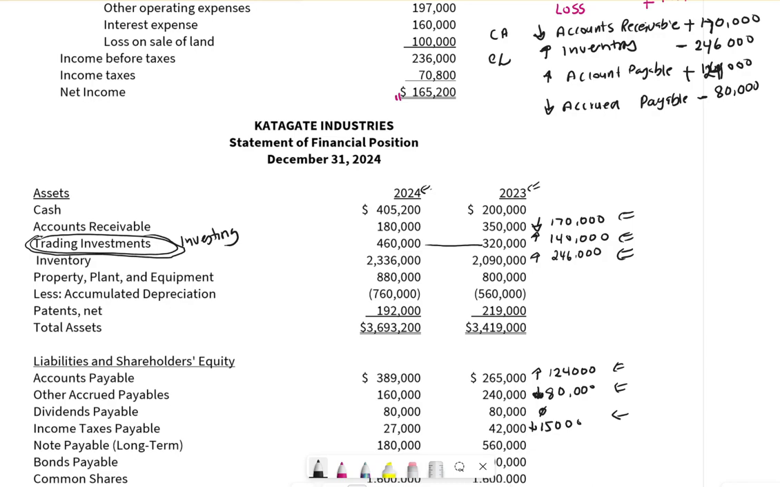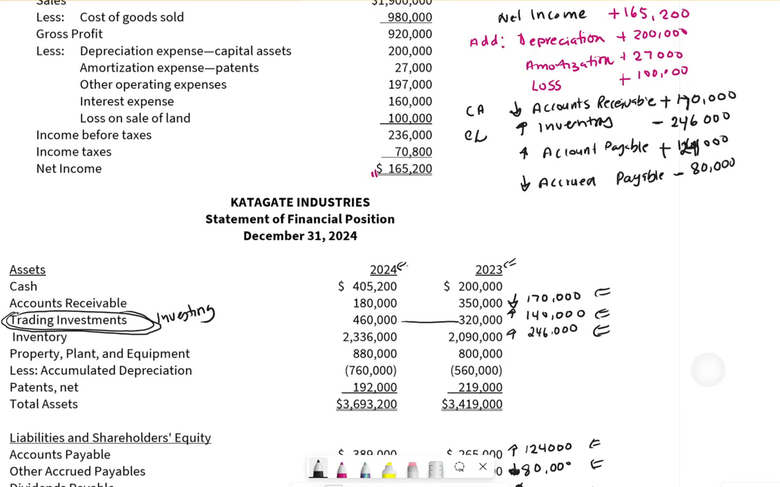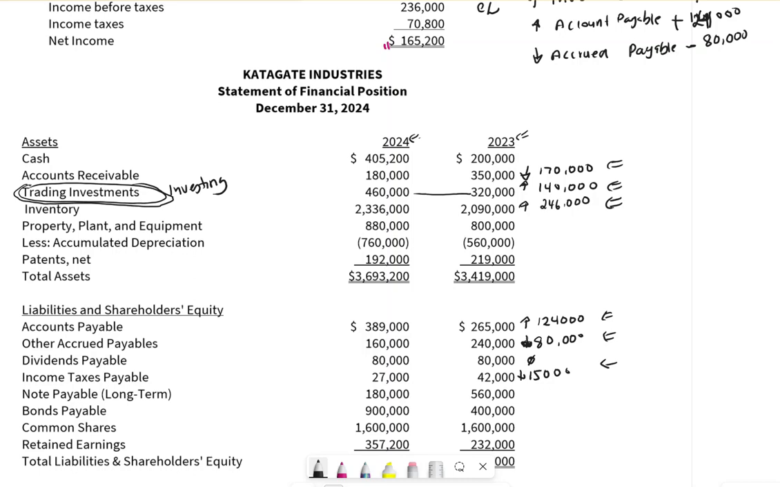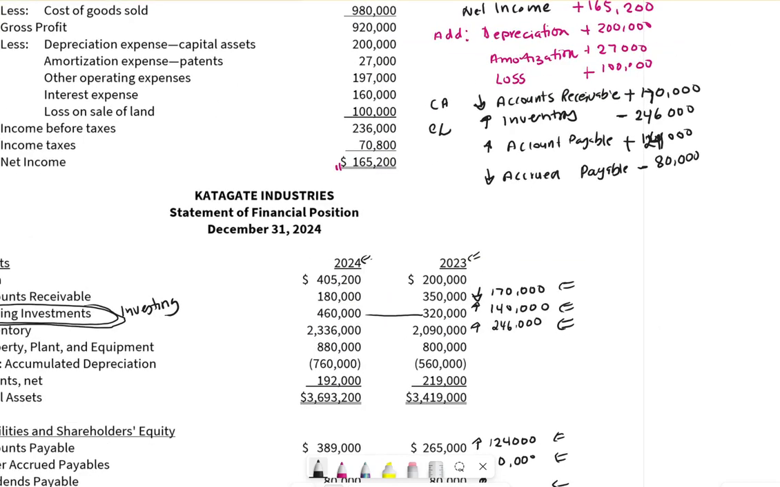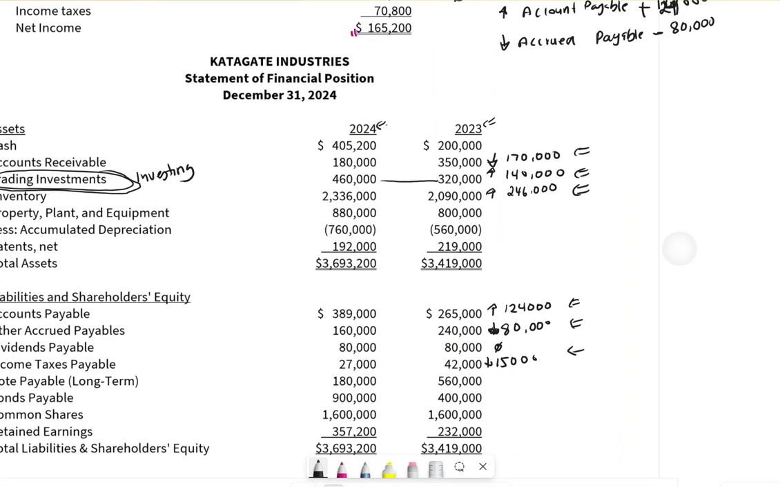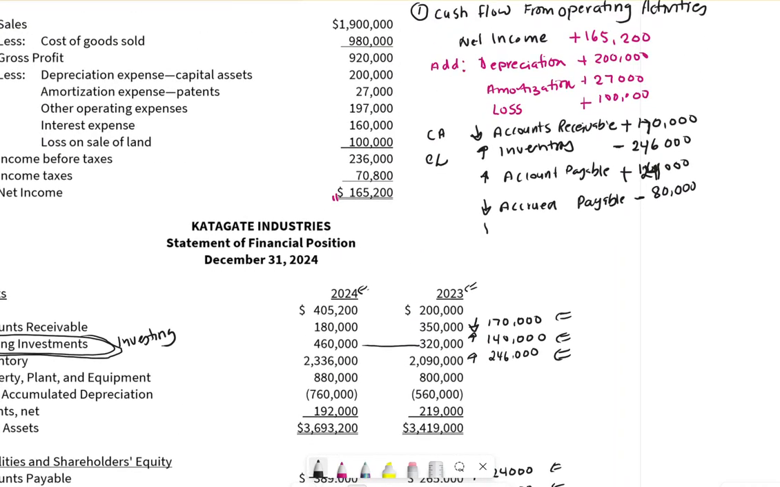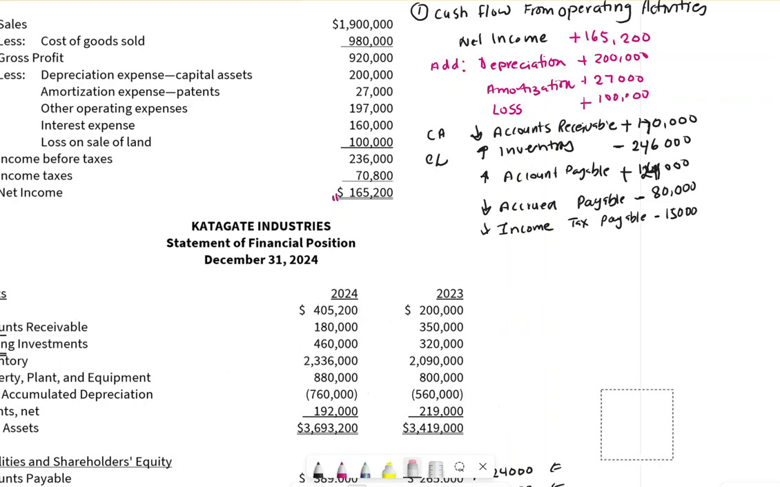So we have all the numbers that we needed. Are we missing one? Yeah, one more, income tax payable. Income tax payable decreased because it went down. If it went down, we paid for it. So how much did we pay? $15,000. Again, you're only going to use each account once, and then you are going to balance it.